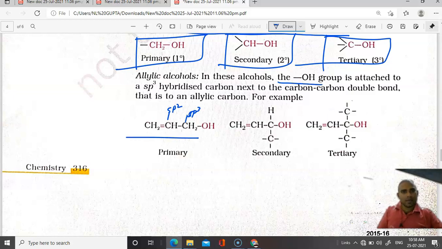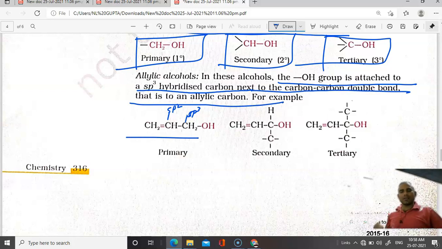So here the OH group is attached to an sp3 hybrid carbon next to the carbon-carbon double bond, that is allylic alcohol. Here you see, this is the sp3 carbon, but next to it is a carbon-carbon double bond, so this type is known as allylic. If the alpha carbon is attached to only one carbon, it is primary. If the alpha carbon is attached to two carbons, that is secondary. If the alpha carbon is attached to three carbons, 1 2 3, this will be tertiary.